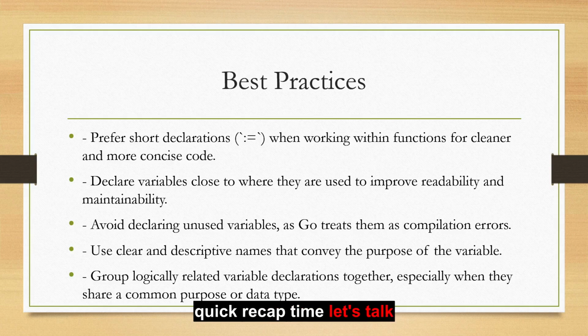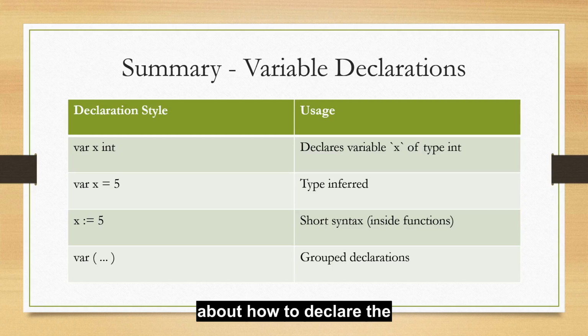Alright, quick recap time. Let's talk about how to declare variables in Go. These are the four common ways to do it. Each one has its own use. First, var x int. This is the traditional way. You tell Go exactly what type of data you are storing. It's like saying this is going to be a number and nothing else. Second, var x = 5. Here you let Go figure out the type. Since you are assigning 5, Go knows it's an integer. This is called type inference and it's super handy.